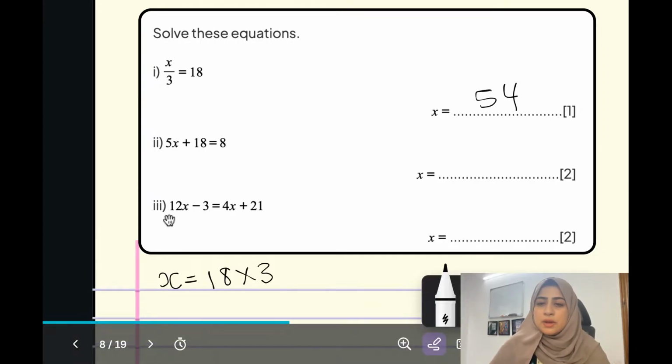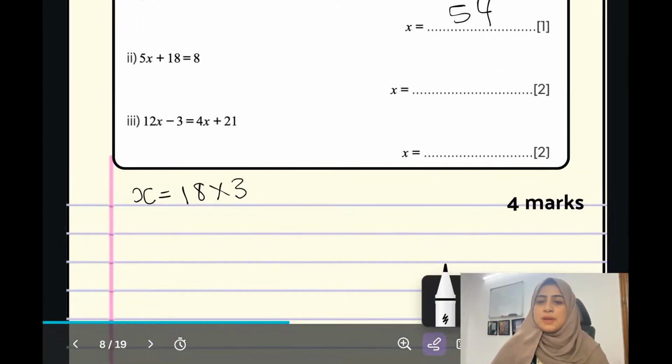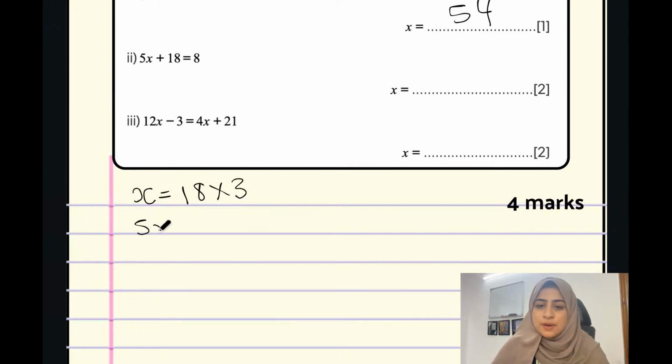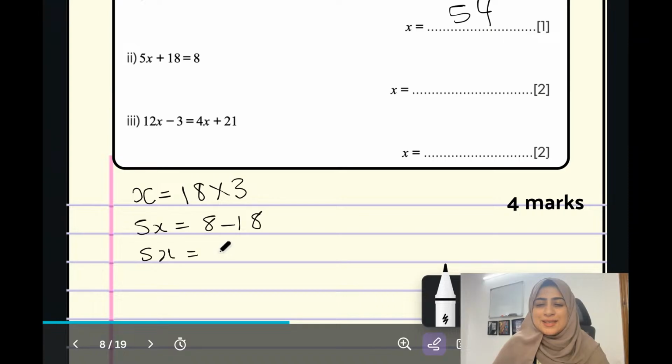Now for the next part, 5x plus 18 equals 8. So 5x is equal to 8 minus 18. Now 8 minus 18 is minus 10. So x is equal to minus 2.